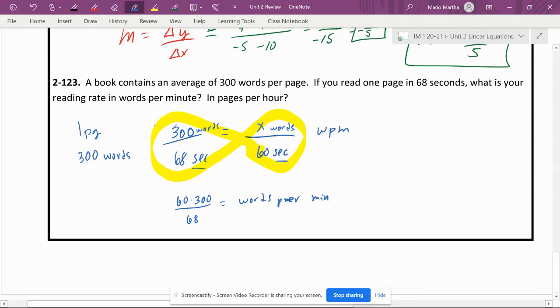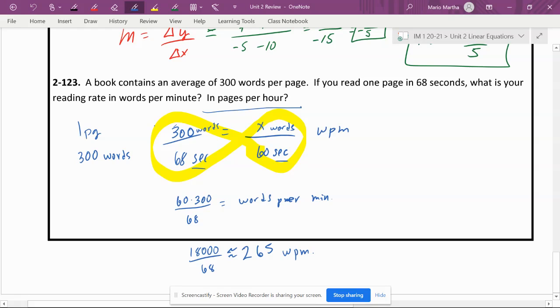So that's going to be 1800 divided by 68, which is a total of 18,000. I'm sorry. So 18,000, right? Missed a zero, my bad. Divided by that gives us about 265, approximately 265 words per minute, right?